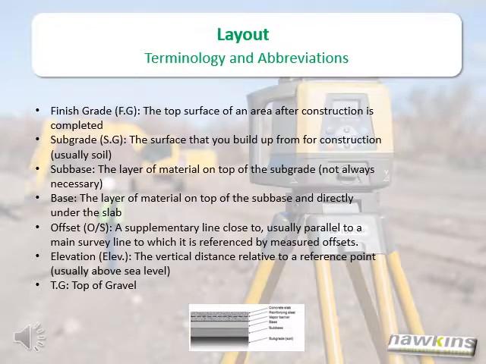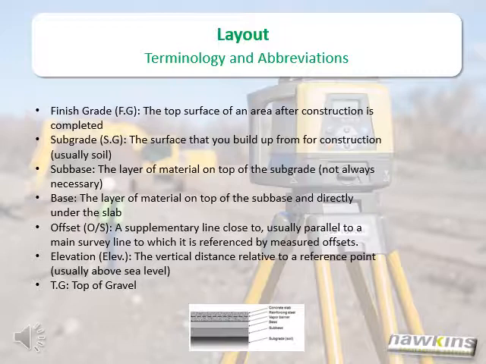Terminology and abbreviations. Finish grade is the top surface of an area after construction is complete. Subgrade is the surface you build up from for construction, usually soil. Subbase is the layer of material on top of the subgrade, which is not always necessary. Base is the layer of material on top of the subbase and directly underneath the slab.